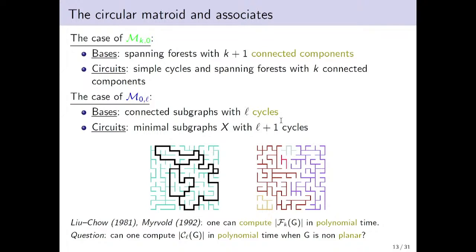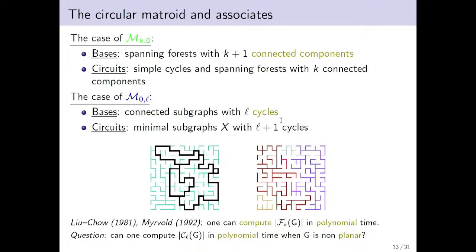The circuits in that case are the simple cycles, as in the tree case, but also spanning forests with k connected components. Because if you have k connected components, it means they are dependent in some sense, because bases should have k plus 1 connected components.